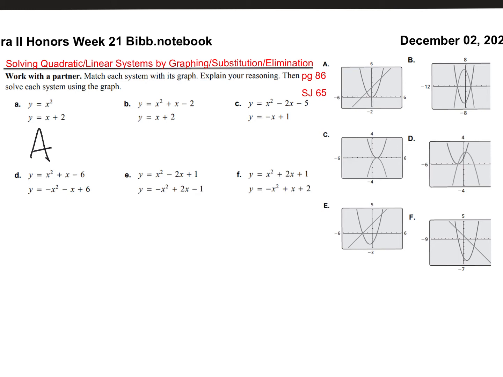Letter B. I have a quadratic on top and a linear on the bottom, so I have two choices left. I've used A already. I have E or F. And my line has a positive slope, so that would have to be E. For the next one, I have a quadratic and a linear, and that linear has a negative slope, so F definitely goes with letter C.